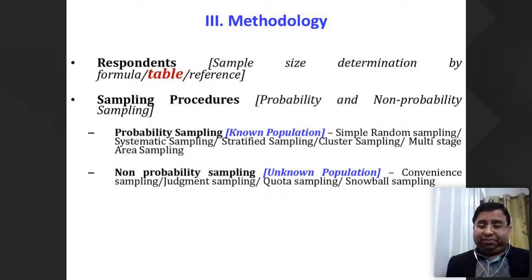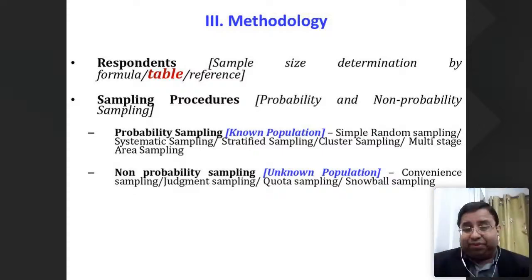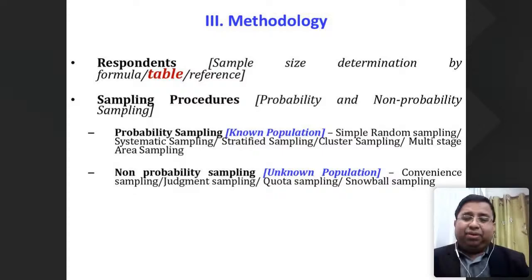How can you come to that decision? You can come to the decision from whether the population is known or unknown. Based on that, you can decide. Under probability sampling and under non-probability sampling, there are a few subcategories. Say under non-probability sampling, you have convenience sampling, judgment sampling, quota sampling, snowball sampling, and multi-stage sampling.